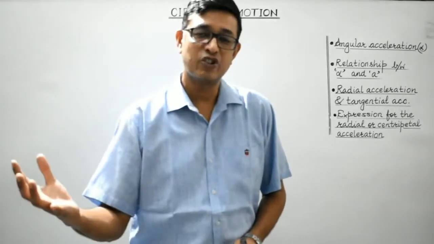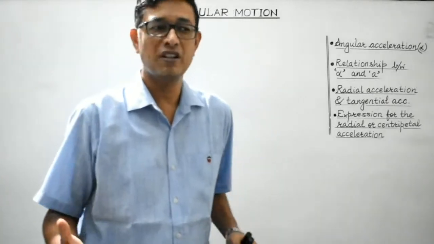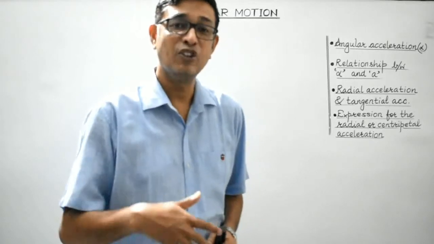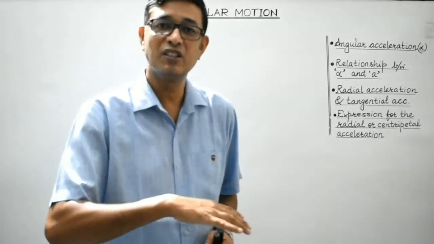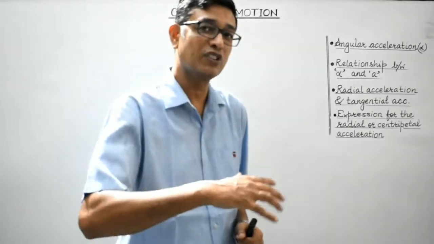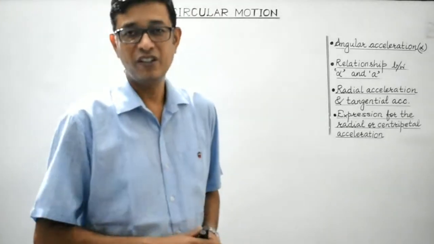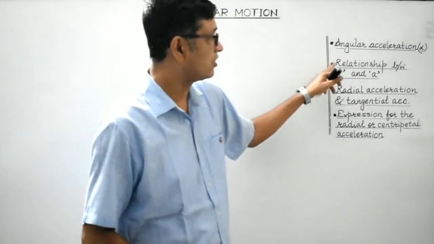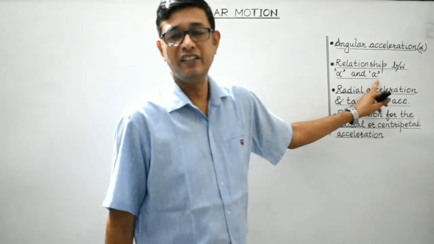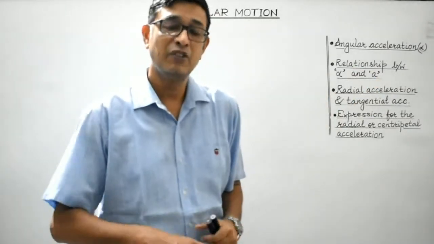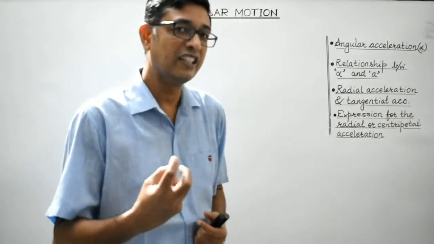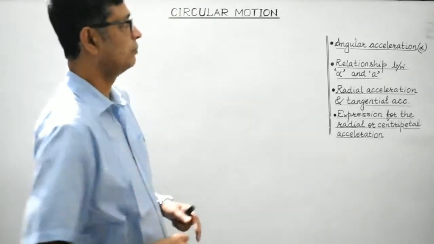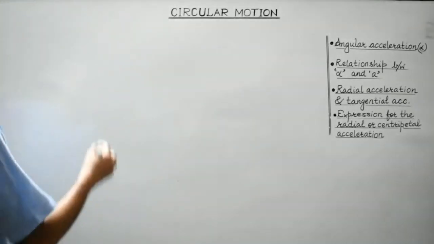In the previous lecture, we discussed circular motion and the terms associated with it. We discussed angular displacement, angular velocity, the relationship between angular displacement and linear displacement, then angular velocity and linear velocity. In this session, we will discuss angular acceleration. Then we will discuss the relationship between angular acceleration and linear acceleration. And then we will also discuss radial, which is the centripetal acceleration, and tangential acceleration. Right, students? So let's begin with angular acceleration.